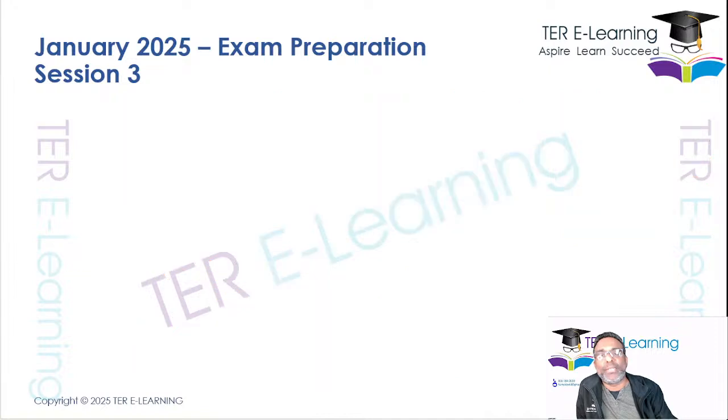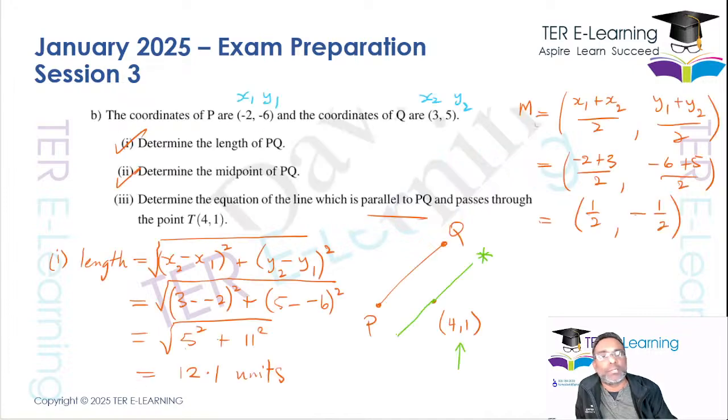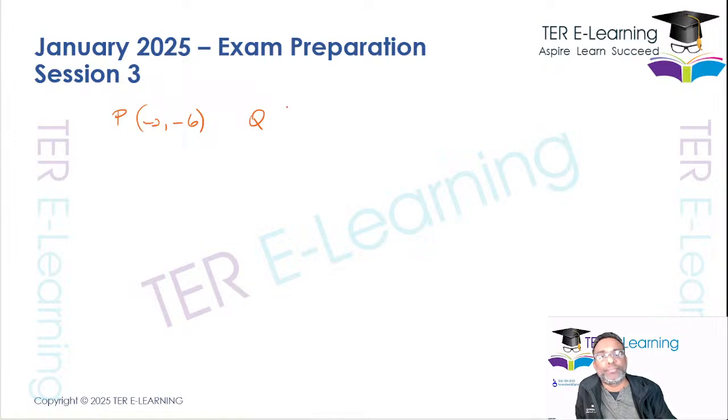So P is (-2, 6). Right, Q is (3, 5). Right, the point T here is (4, 1). Right, so step 1, we need to find the gradient of PQ.